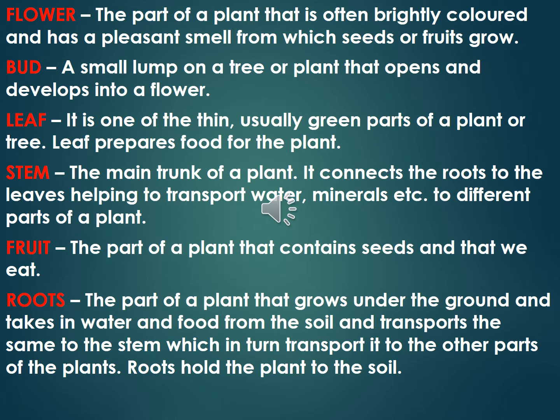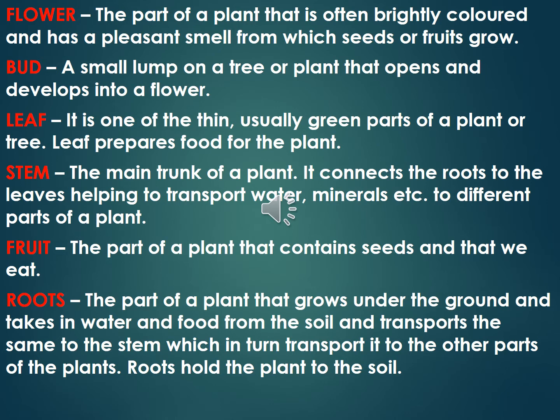Next is leaf. It is one of the thin, usually green parts of a plant. Leaf is usually green. You can see leaf of any kind of plant, it is always green, right? And as we have our mothers at home who cook food for us, in the same way, leaf prepares food for the plant. It is the responsibility of leaf to prepare food for entire plant.